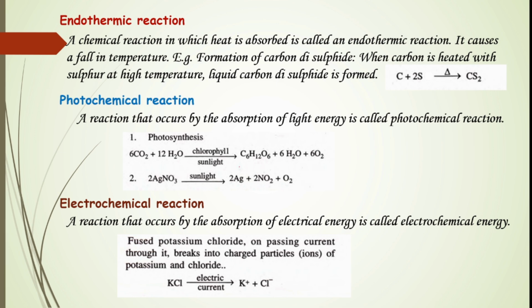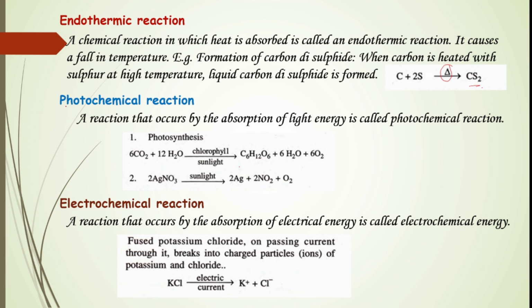For example, formation of carbon disulfide. When carbon is heated with sulfur at high temperature, this triangle symbol shows we have to supply heat. So when carbon is heated with sulfur at high temperature, liquid carbon disulfide is formed. We have to give energy, so that is why it is an endothermic reaction. Hope it is clear. Exothermic, endothermic, depending on the absorption or release of heat energy.